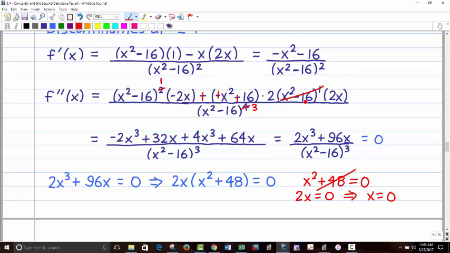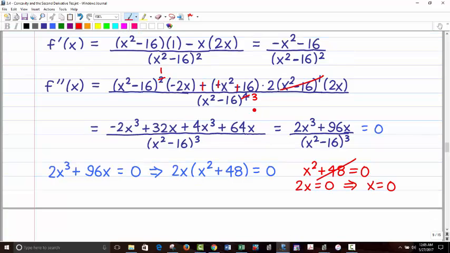times 2x, the derivative of the inside. Just like the last problem, I'm taking out the lowest term first: 2 subtract 2 goes to 1, 4 goes to 3. And then I combine the numerator. So you distribute, you have negative 2x cubed plus 32x. This minus turns both of those into plus. So now everything's plus over here. But now we would have 2 times 2x, which is 4x. So I take 4x and multiply it through these parentheses. That's going to give me 4x cubed plus 64x.